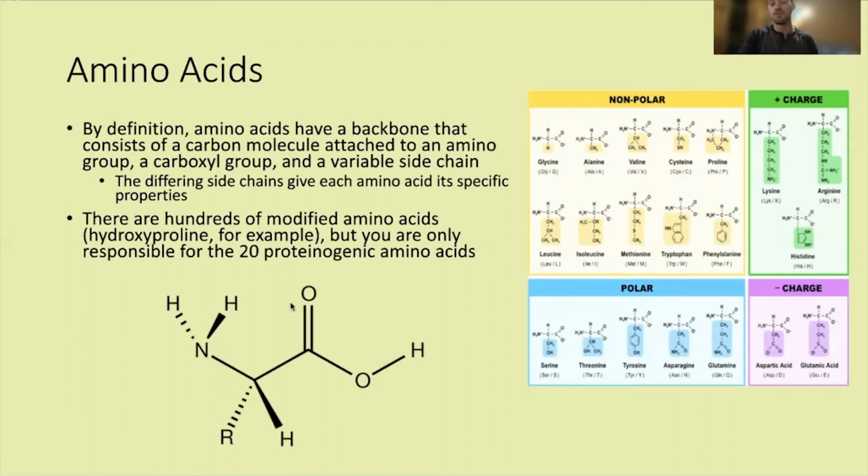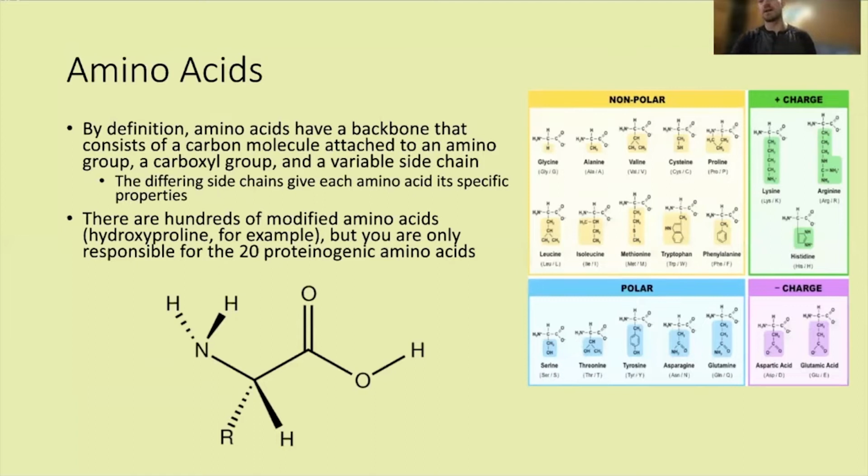In reality, there are actually hundreds of amino acids. Your body can modify different amino acids to use them for different things. Like hydroxyproline, for example, is a proline molecule with a hydroxyl group added to it. But you're only responsible really for the 20 proteinogenic amino acids. Those are the amino acids that we've been learning and reviewing since high school.